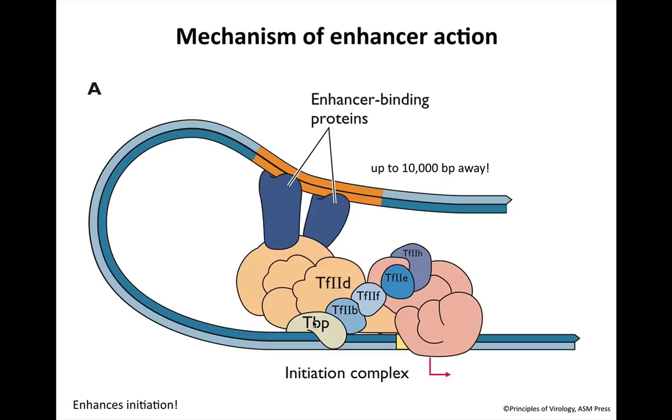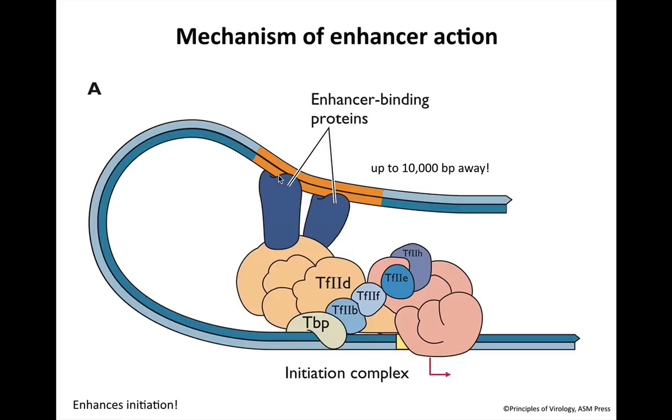Efficient transcription of many viral and cellular genes also requires more distant regulatory sequences in the DNA template. The first example of this was discovered in the genome of SV40. It was termed an enhancer. It's shown here in orange on this DNA because it stimulated transcription. Enhancers are defined by their position and orientation independent stimulation of transcription over distances as great as 10,000 base pairs in the genome. They can be 10,000 base pairs away from the initiation site.